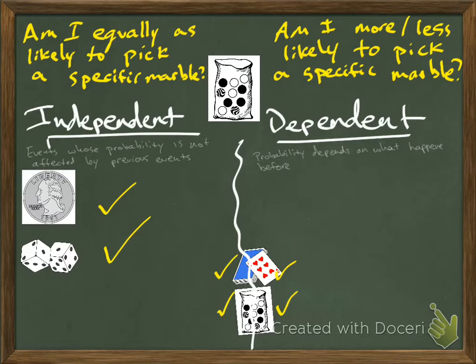If I put my marble back in the bag before I make my second pick, it's an independent event. Each time it is equally as likely that the events occur. However, if when I make my second pick, I've kept my first marble out of the bag, well, my new probability is dependent on what happens before it.